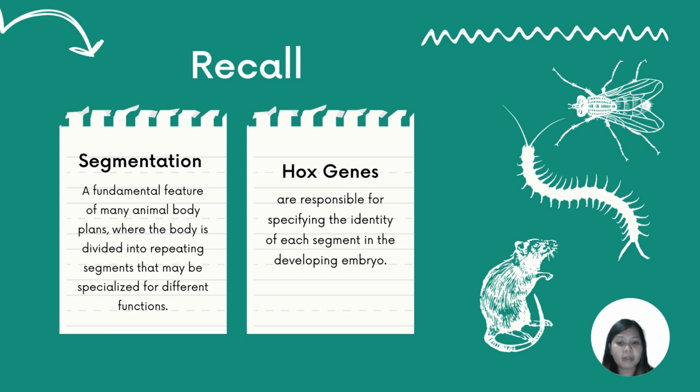Segmented body plans are found in many different groups of animals. For instance, we can see these three different animals here: flies with six legs, mice with four, and centipedes which have many legs. As you can see, they have varying body plans.